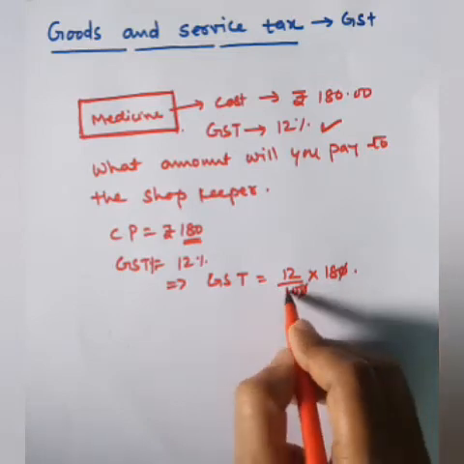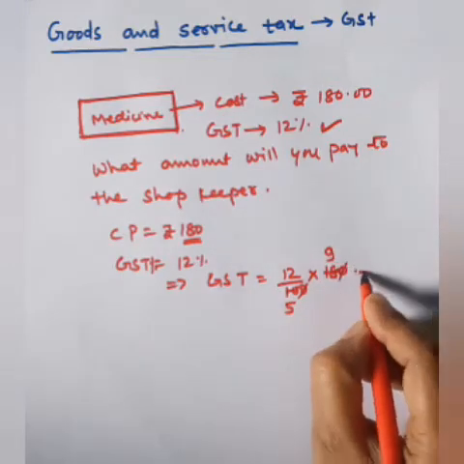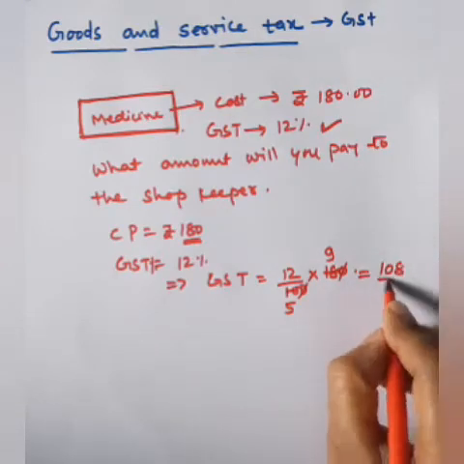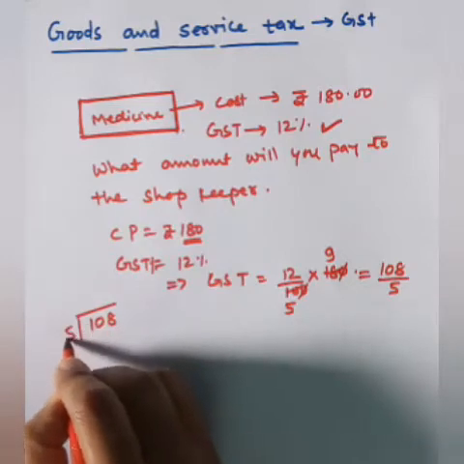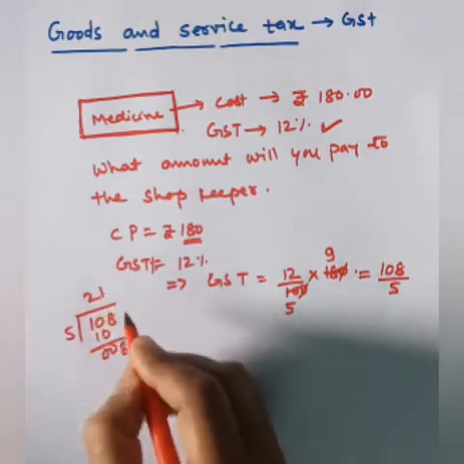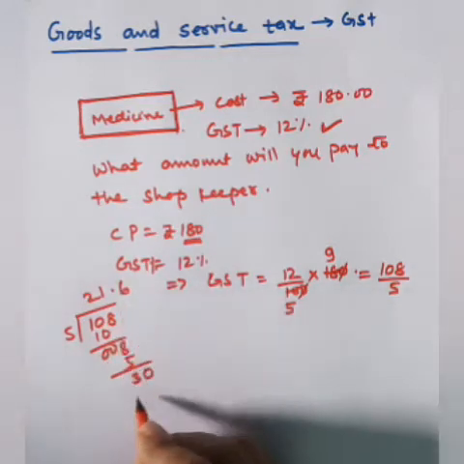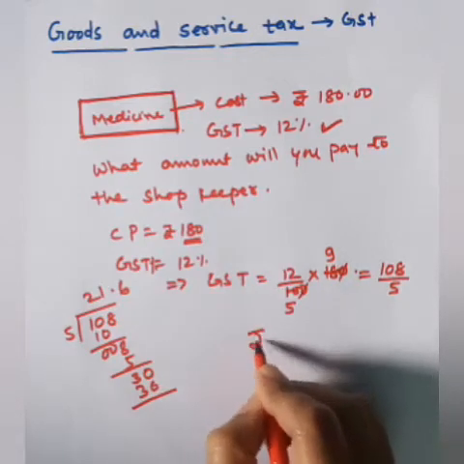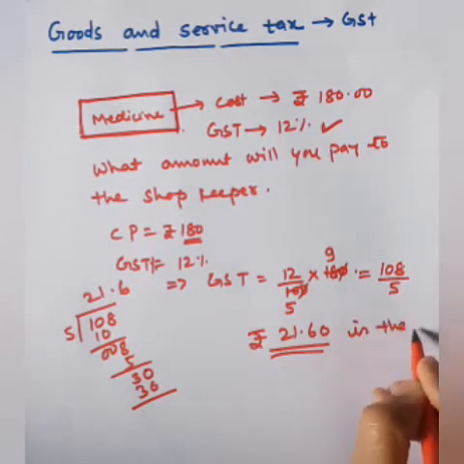Now here 2 5s are 10 and here 2 9s are 18. This is 12 9s are 108 divided by 5. Now let us see how much is 108 divided by 5. 5 2s are 10, 0. Now 8 is here, 5 1s are 5, 3. So 0, 5 6s are 30. So rupees 21.60 is the GST.